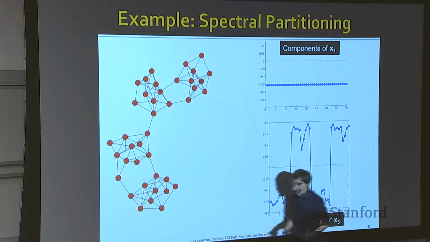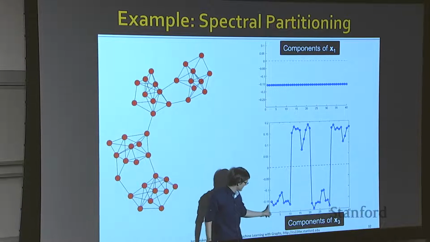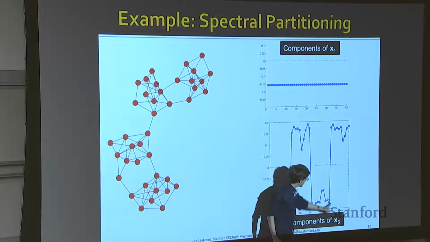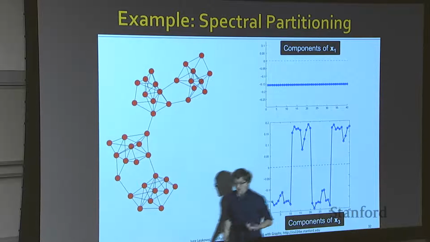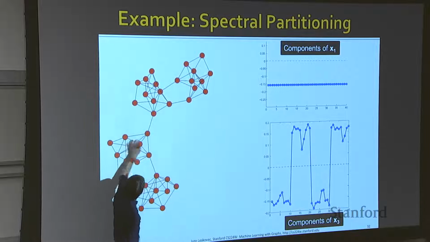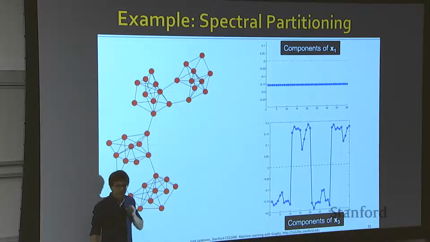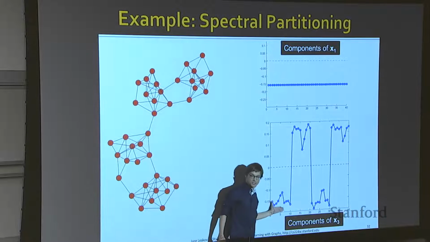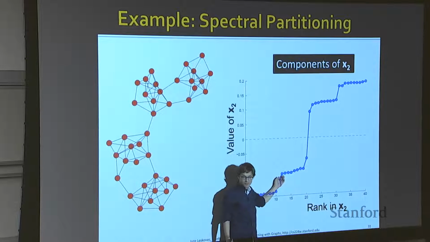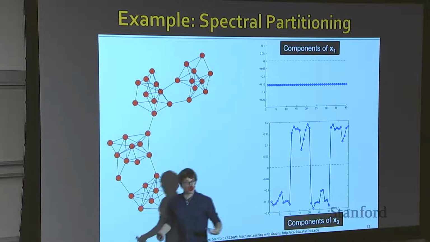And notice how x3 has interesting structure. It's negative, and then it's positive, and it's negative, and it's positive. And this corresponds exactly to negative, positive, negative, positive, right? So this now says that you can use this information together with that one to identify the partitions.